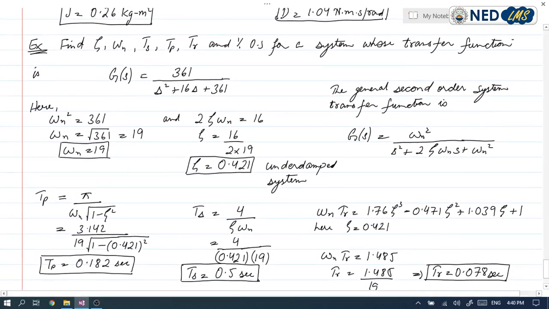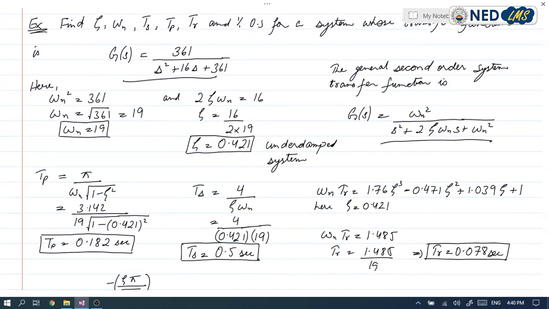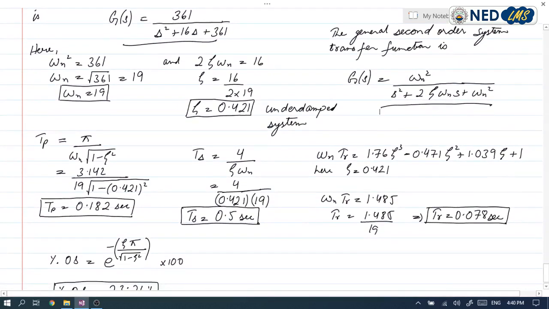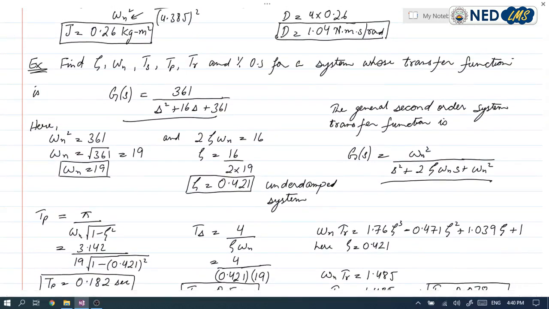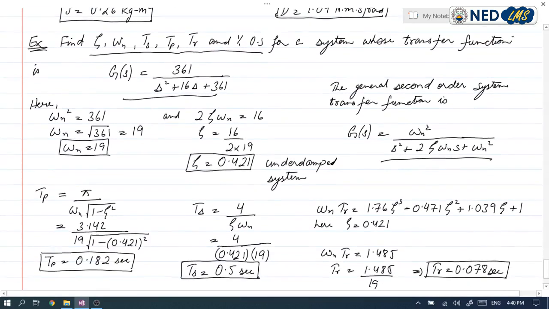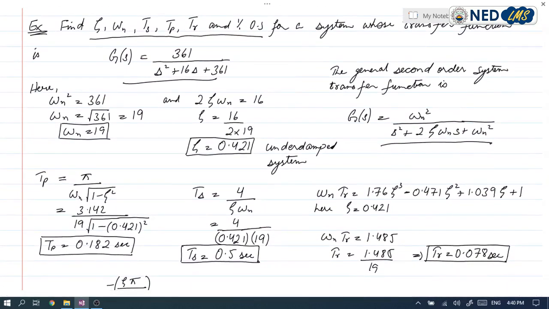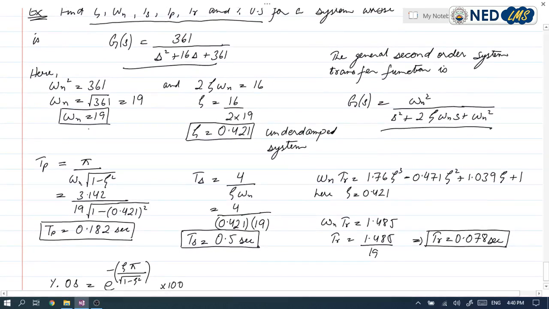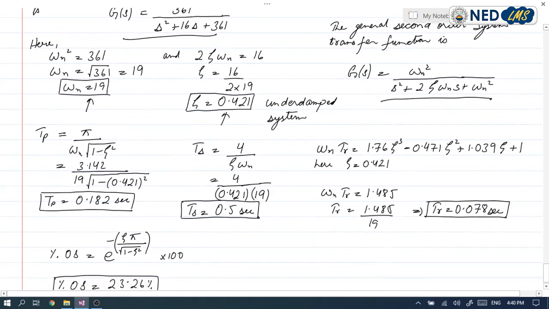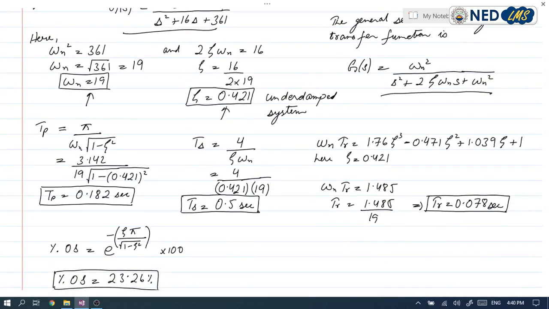In this example we are given the transfer function, and we just compare this transfer function with our generalized transfer function, and then we evaluate all the time specifications. In this example we have to find zeta, omega n, ts, tp, tr and percentage overshoot, and we know the formulas for all of these. So first we have to find the values of omega n and zeta, and then from these two values we can evaluate all the time specifications. So here are their answers.